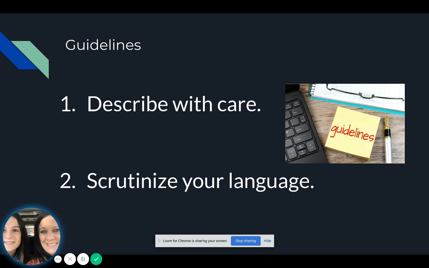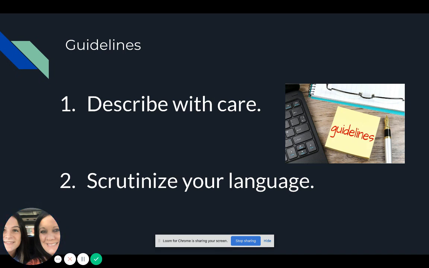Guidelines. So the guidelines, guys, that I want you to think about with writing a summary, the first one is describe with care. The words you choose to summarize your data will contain the germs of your ideas about what the subject means. So make sure that you're describing that information with care.